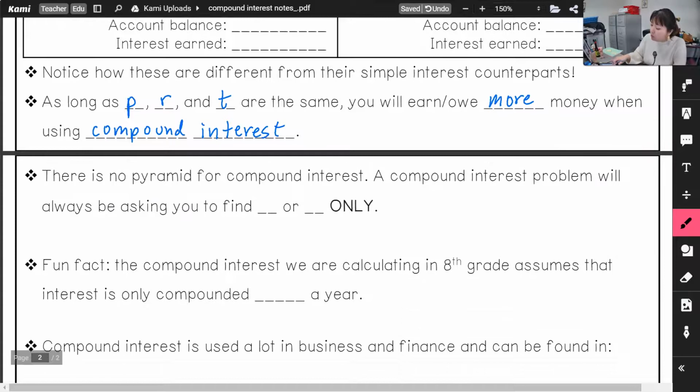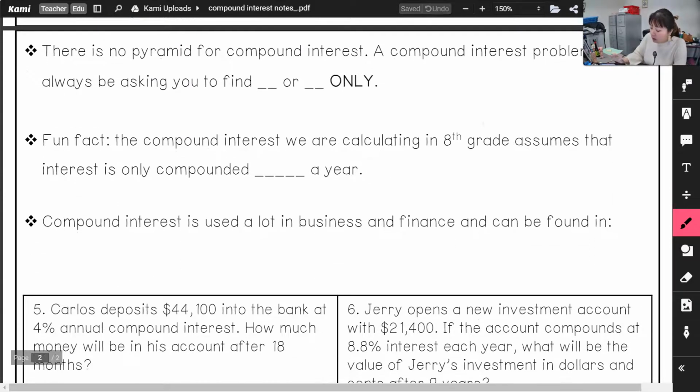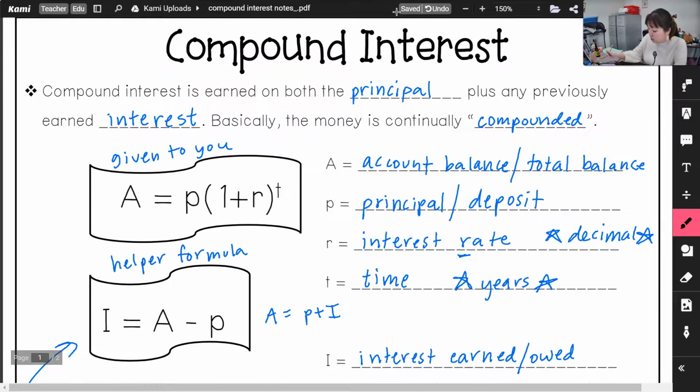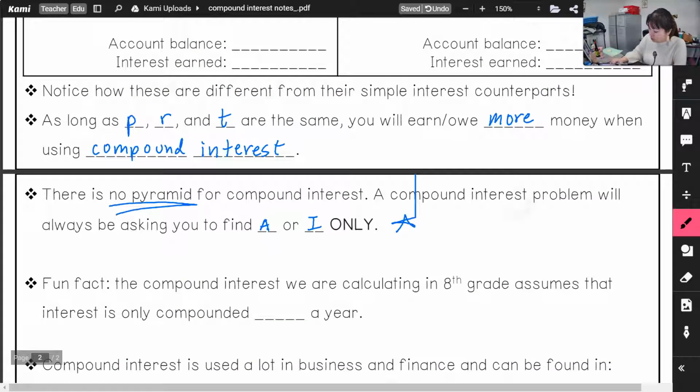Okay. Now, the reason why I think compound interest is a little bit easier than simple is that there is no pyramid for compound interest, okay? A compound interest problem will always be asking you to find A or I, okay? Every now and then, very rarely, you will get a question that asks for P.